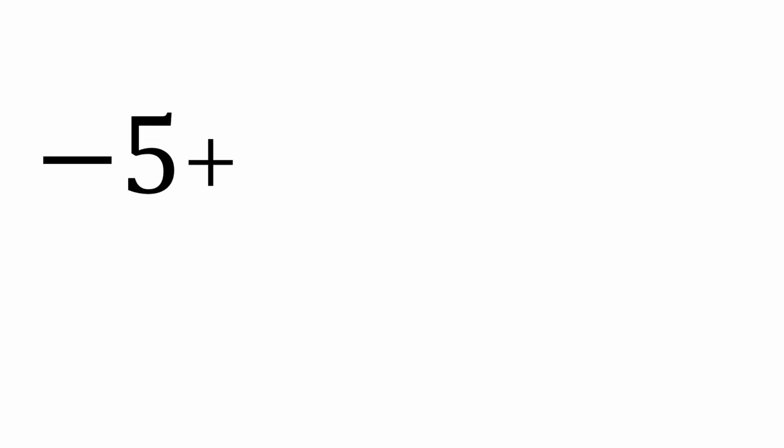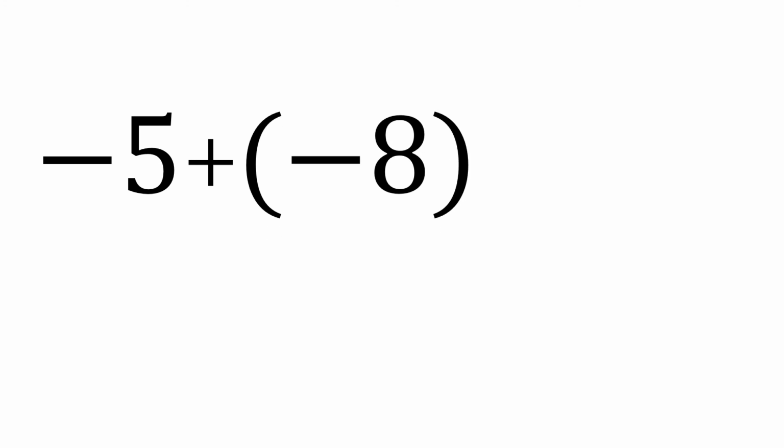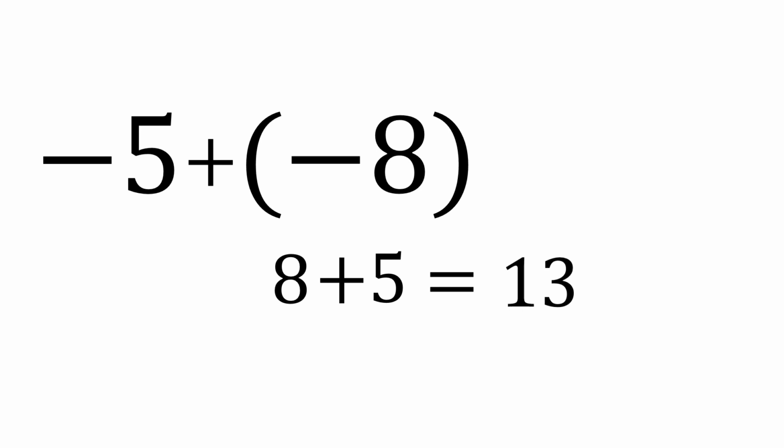Another one, negative 5 plus negative 8. So we have the same signs. So we will add 8 plus 5 is equal to 13. That means the sum must be 13. And we have the same signs, negative. So we copy their common sign, which is negative. So the final answer is negative 13.